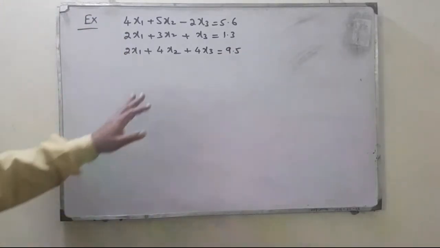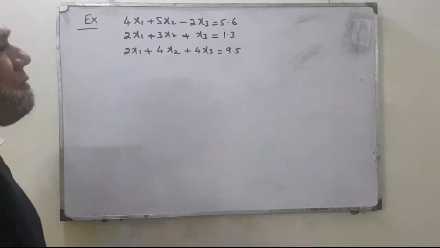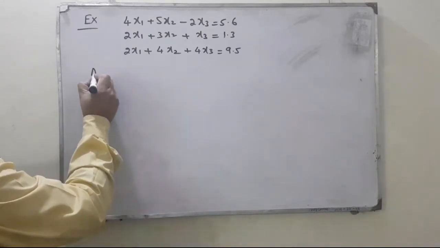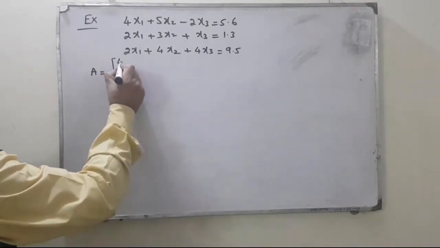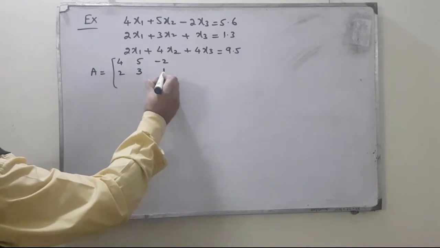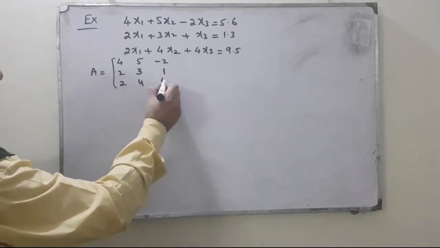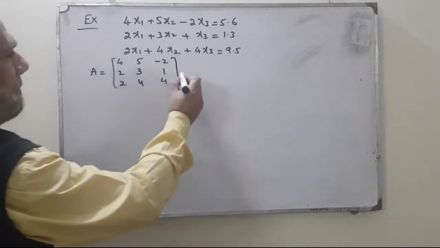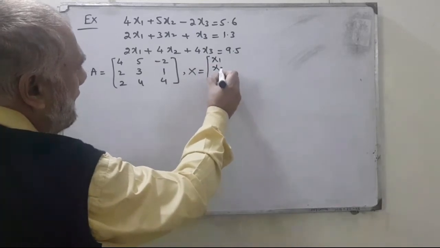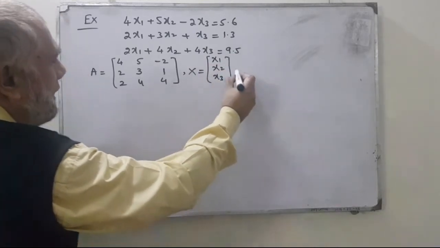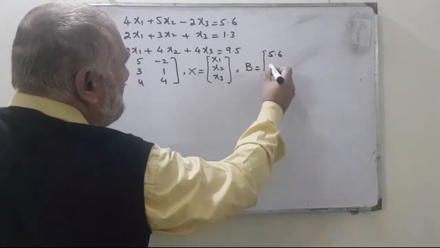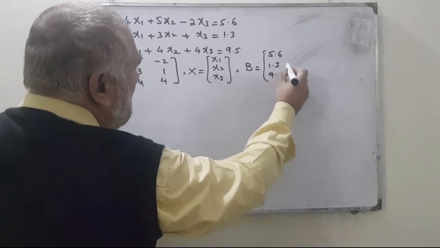So this is the system which we are going to solve by using the LU-Decomposition method. Whenever we transform it into the matrix form, the coefficient matrix will be 4, 5, -2, 2, 3, 1, 2, 4 and 4. This is your coefficient matrix. The column vector of unknowns contains three elements x1, x2 and x3, and on the right side we have B containing elements 5.6, 1.3 and 9.5.